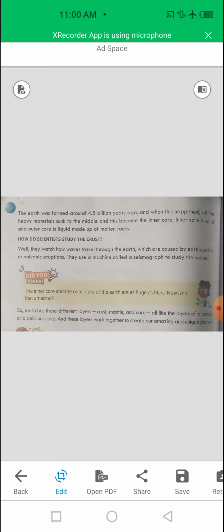Now, did you know the inner core and the outer core of the earth are as huge as Mars? Now, is that not amazing? Students, the inner core and outer core of the earth are as huge as the planet Mars.